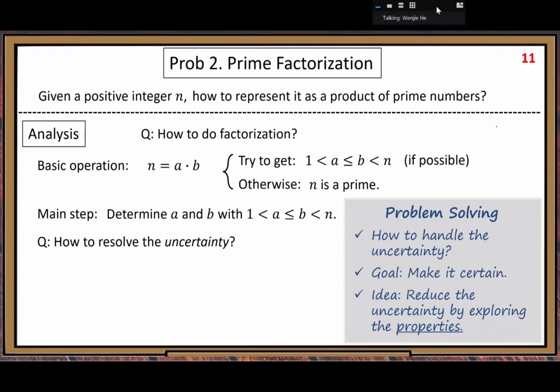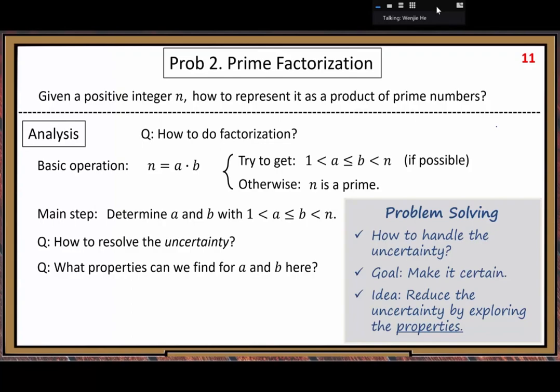Yeah. So here, we need to discover some useful properties to help us reduce the uncertainty. So what properties can we find for A and B? Here, we can treat this as the range for A and B. This range is relatively big. When the range is big, then there is a lot of uncertainty. The question: can we reduce the range?